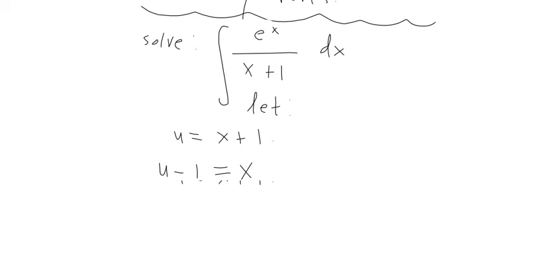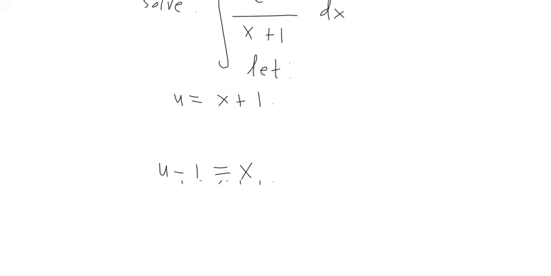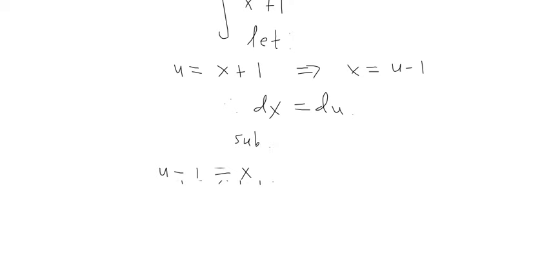All right. So x, this implies that if we solve for x, x is equal to u minus 1. Now, why did I do that? Well, I want to take the derivative with respect to x and with respect to u. So therefore, if I find the differential of this, dx is equal to du. Then from this I can substitute this information back into the integral.